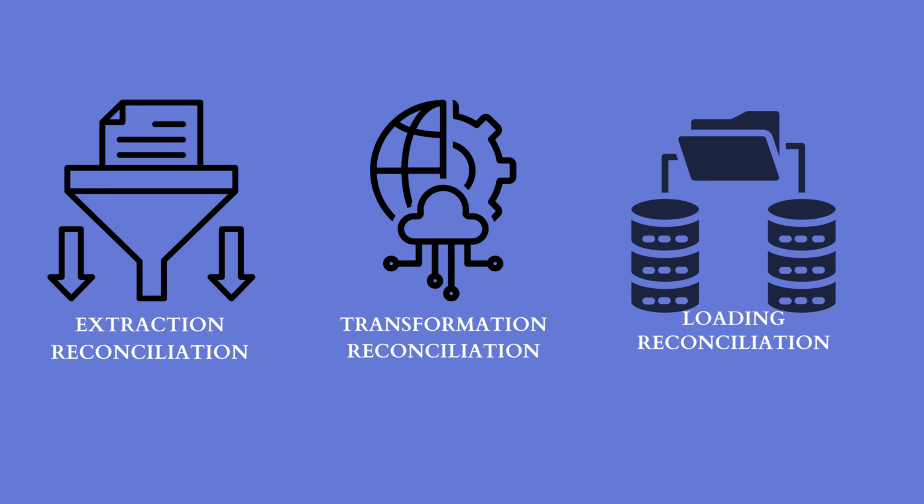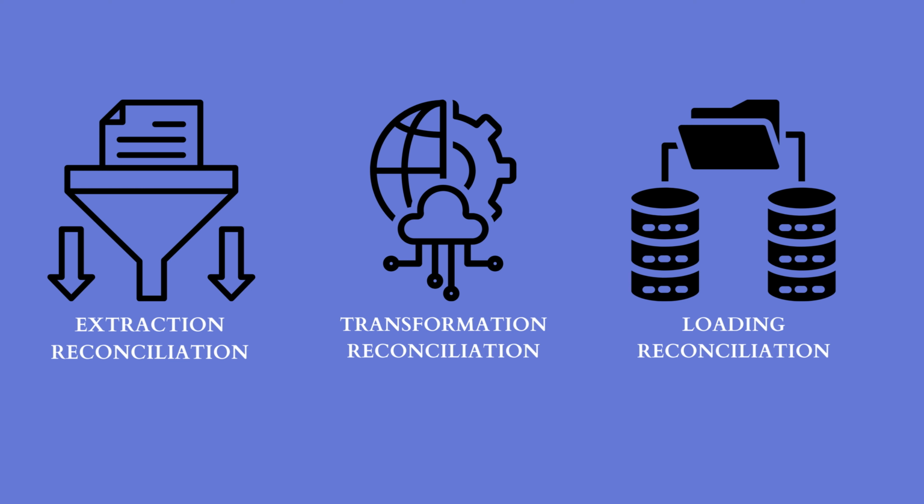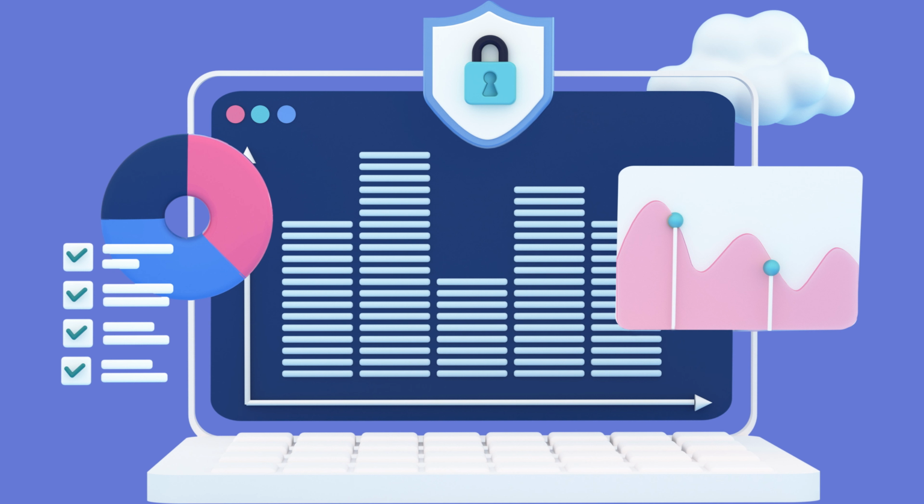Finally, we reach loading reconciliation. In this step, we ensure that the transformed data is loaded correctly into the target system. We check for completeness and accuracy once again. To perform data reconciliation efficiently, many organizations use specialized ETL testing tools and automation scripts. These tools help streamline the process and catch discrepancies more effectively.